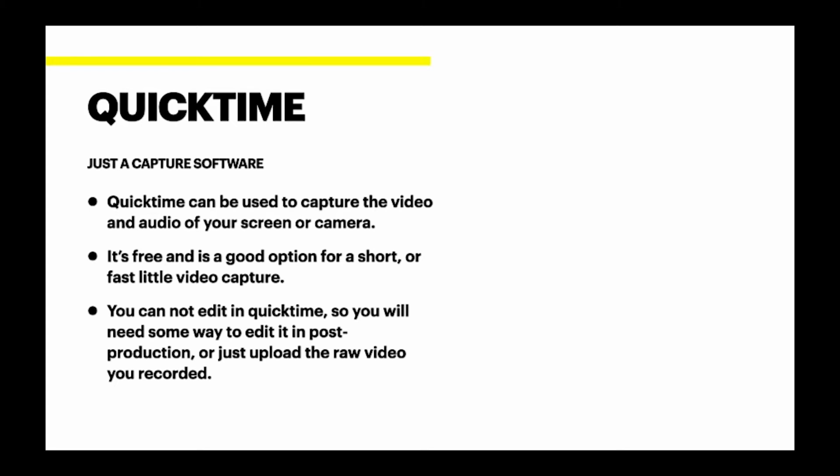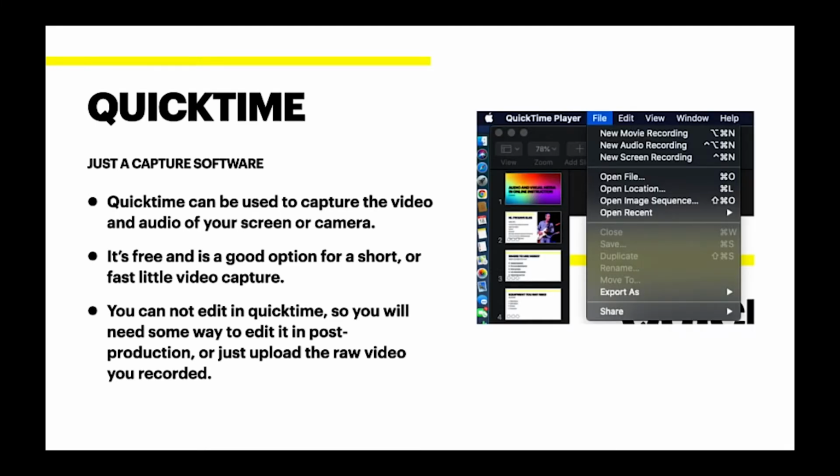You just want to record and upload and you don't want to edit, then you can use QuickTime. It's good for that because you can't edit in it really. But if you want to edit, you'll need to export it and edit in another software. And here's what the menu looks like when you open QuickTime Player. You go to File and choose either New Movie or New Screen Recording, and I'm going to show you how to do that in a video.